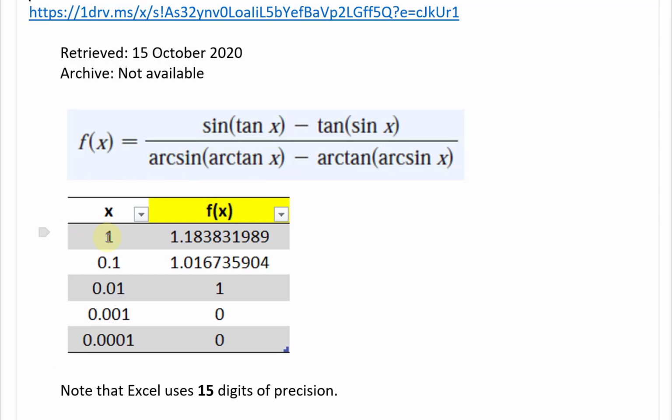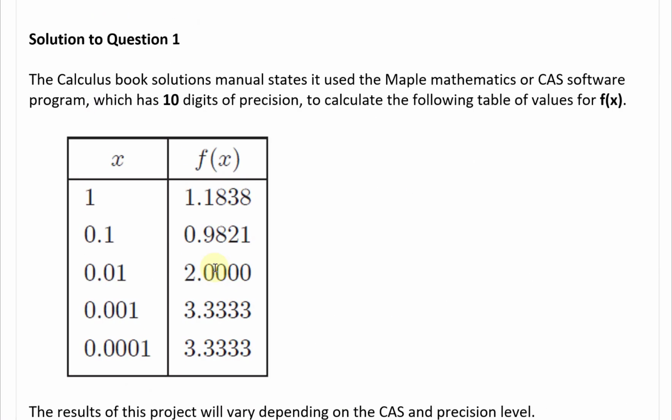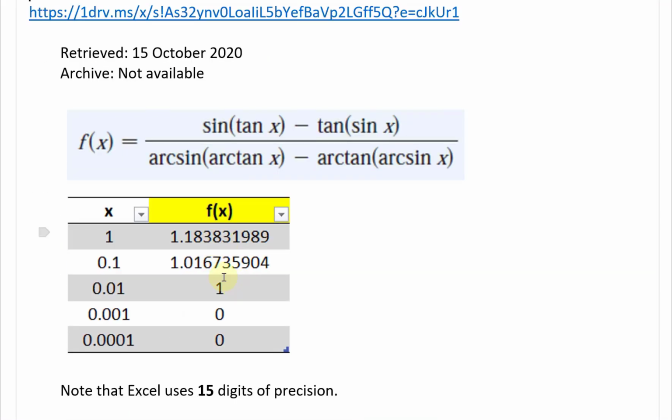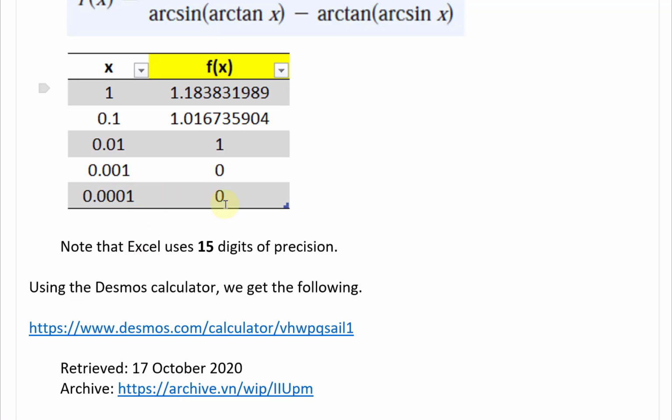So if we plug in this x, we get 1.183831, etc. Then if you plug in 0.1, it gives 1.01, which is different from our earlier calculation of 0.9821 from the Maple cast from the solutions manual. Now if you plug in 0.01, we get 1, and 0.001 we get 0. Note that Excel uses 15 digits of precision.